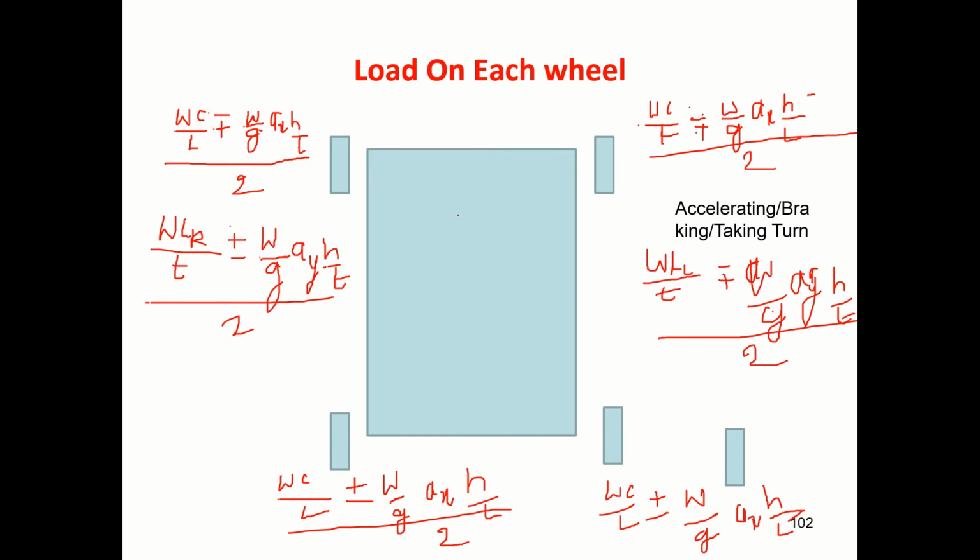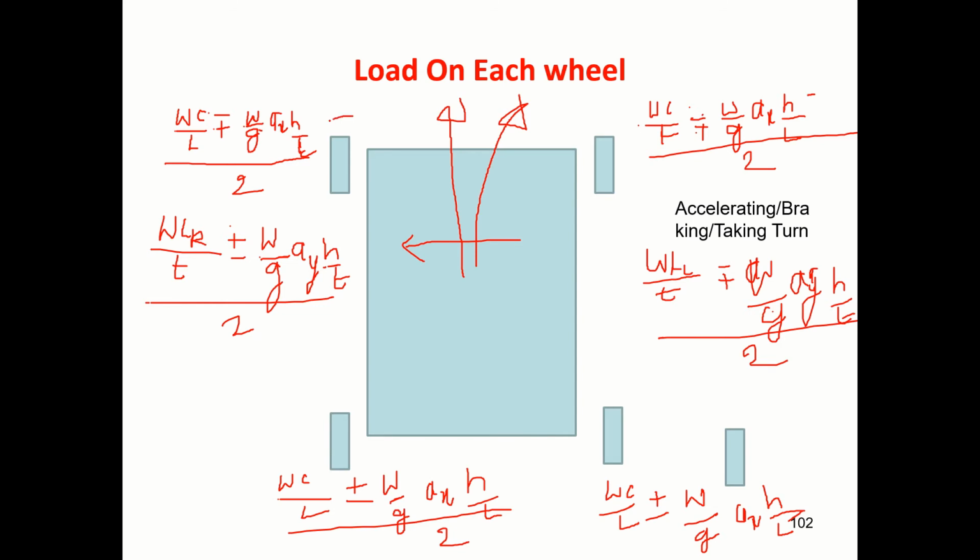Suppose the vehicle is accelerating. The load here is WC by L minus W by G AX H by L by 2. That is the same thing here. Here it is plus this thing. It is accelerating and let us say it is taking a turn like this. This plus load gets transferred from inner to outer, so it will be plus. Same here on this side it will be minus.